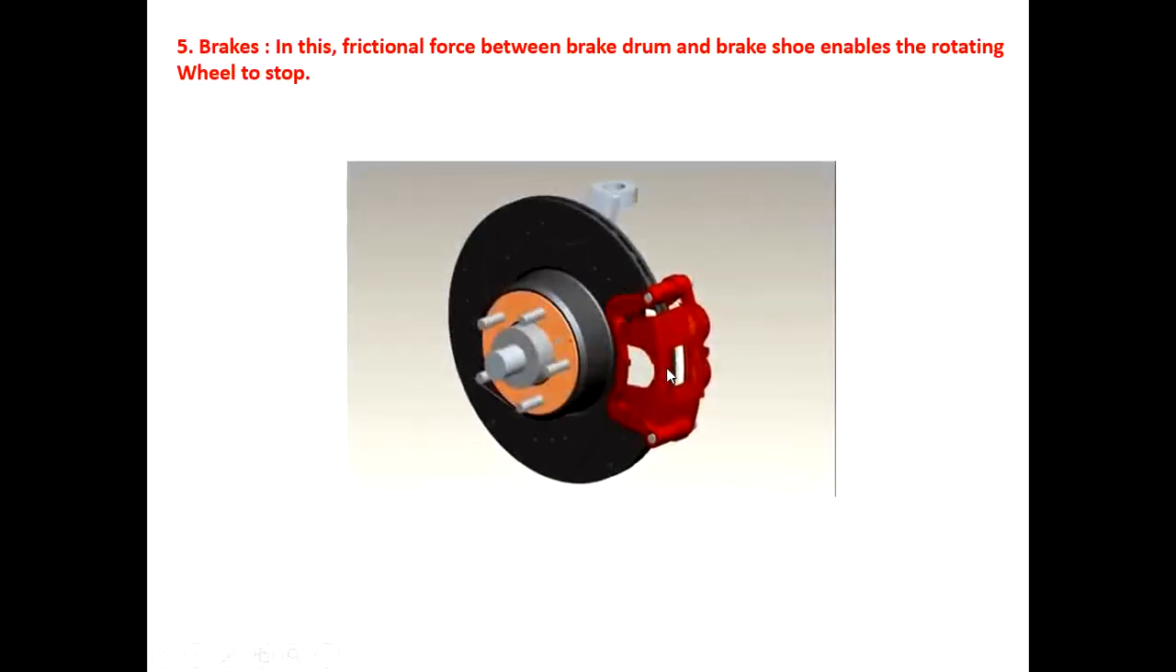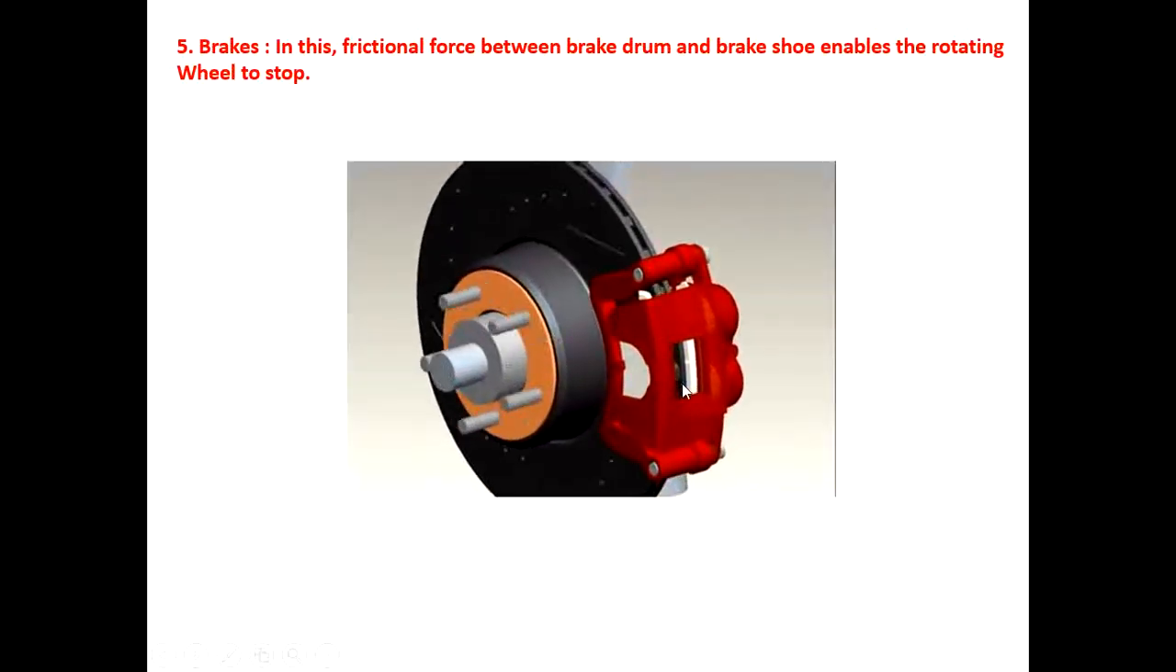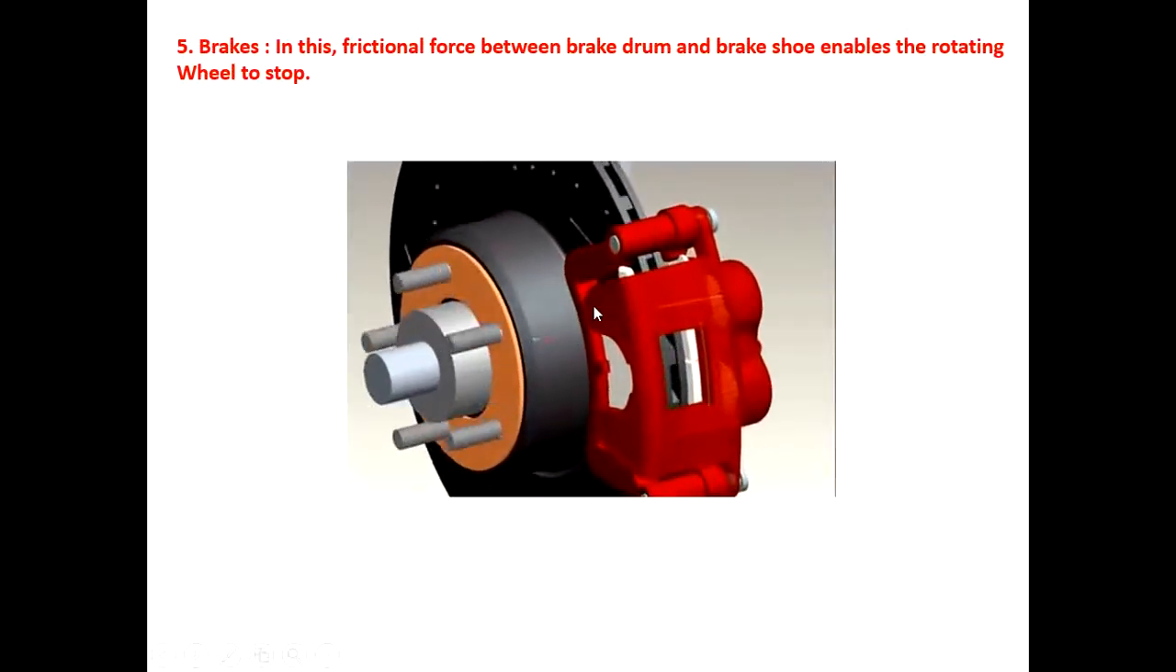And the next example is brakes. Brakes are utilized to stop a rotating element. There will be a brake drum and a brake shoe, and a frictional force is utilized to stop the rotating element. So this is another application of friction.